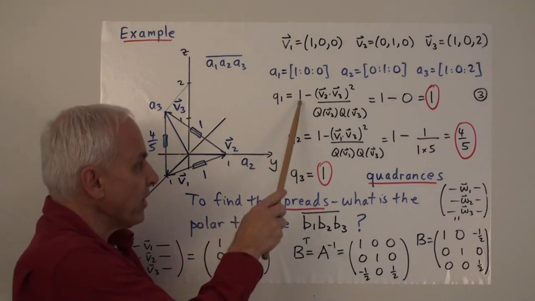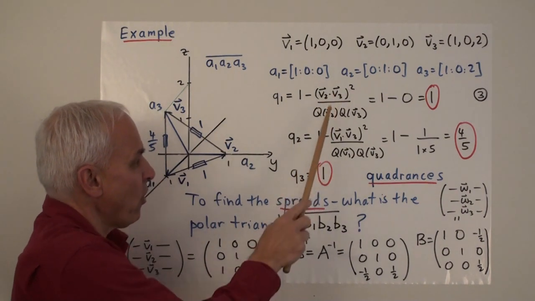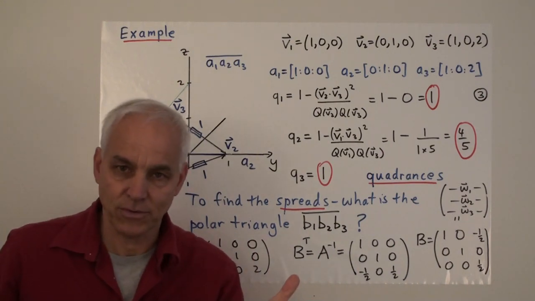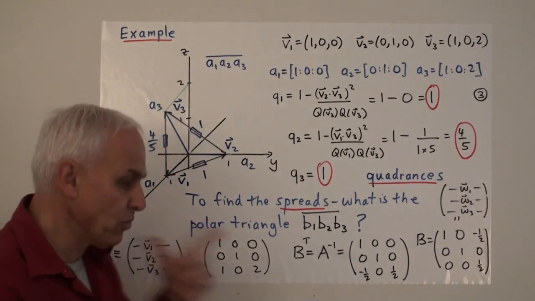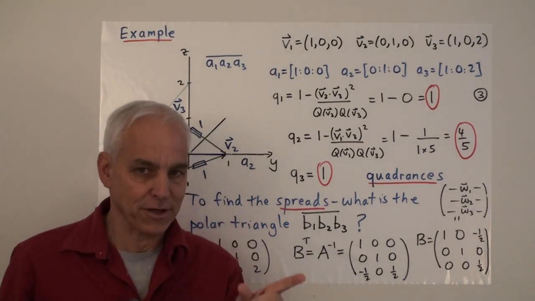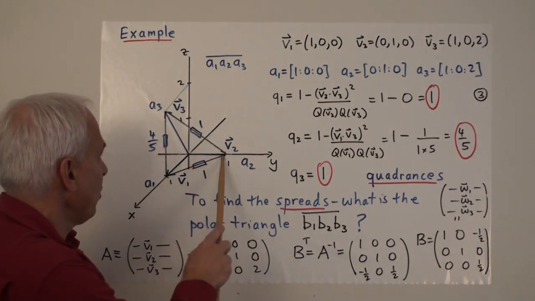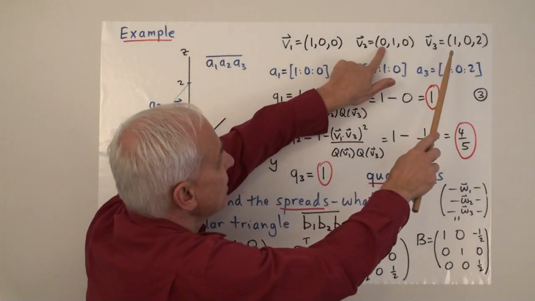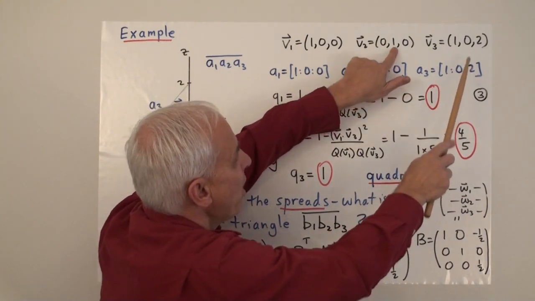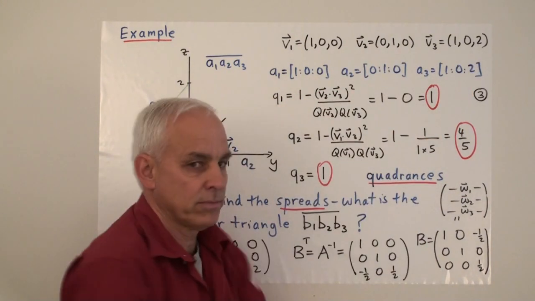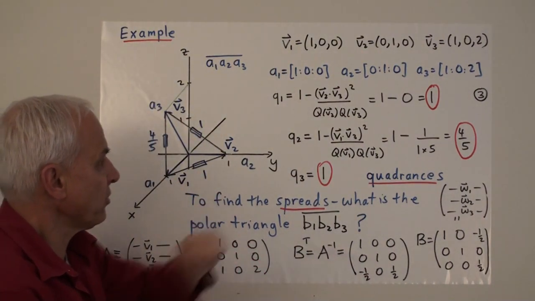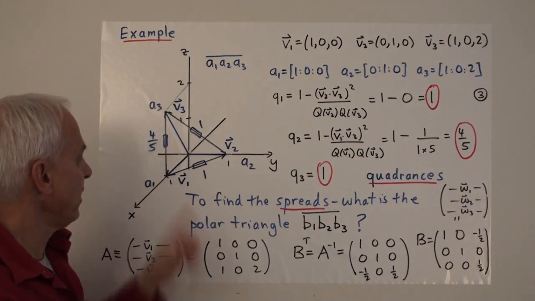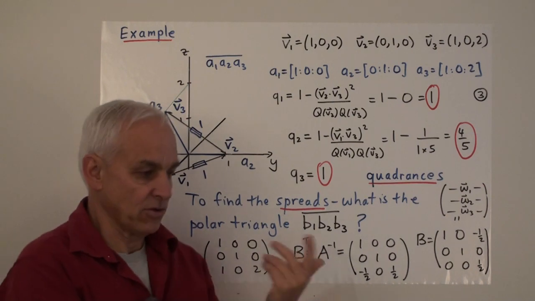So here's the formula. It's 1 minus V2 dot V3 squared over Q of V2, Q of V3, where Q of V2 just means V2 dot V2. And we're talking about the usual familiar Euclidean dot product here. So V2 dot V3. Here is V2, here is V3. If we take the dot product, it's this 0 times 1 plus this 1 times 0 plus this 0 times 2. That's the dot product. All those terms are 0, so we get 0. 0 squared is 0, and we get just 1 for the quadrance, telling us that these two vectors are perpendicular, as is sort of obvious geometrically.